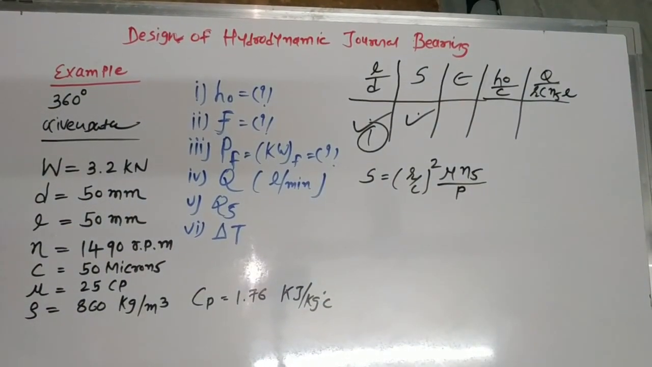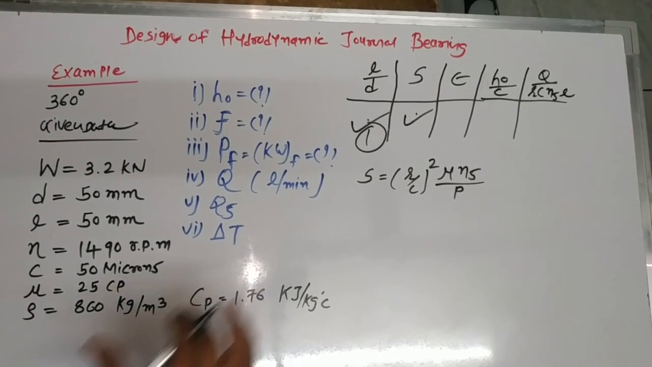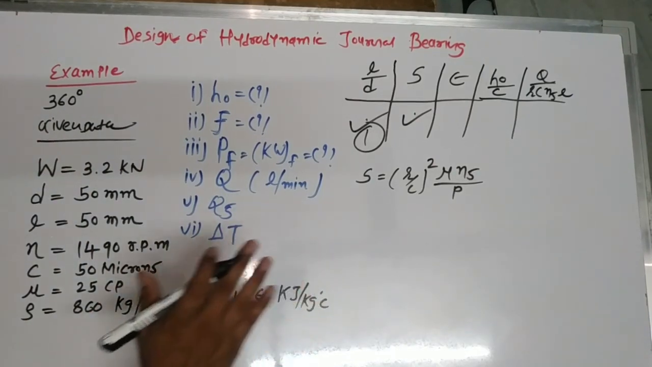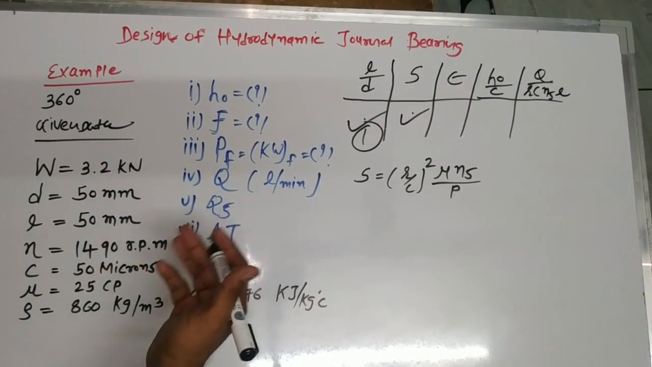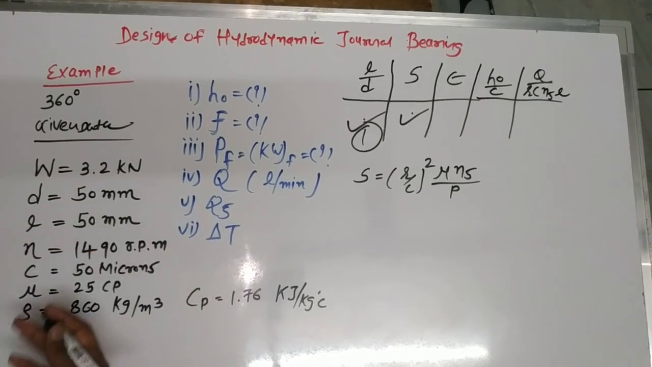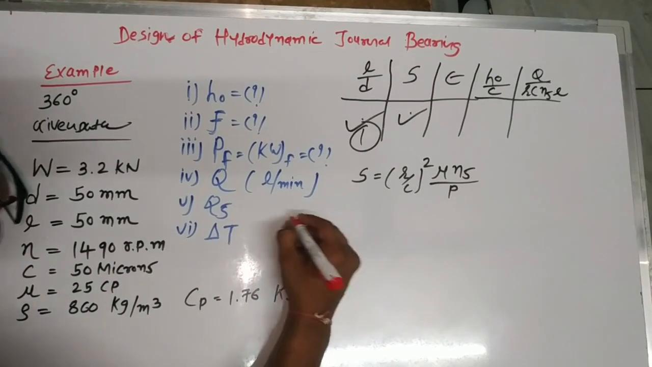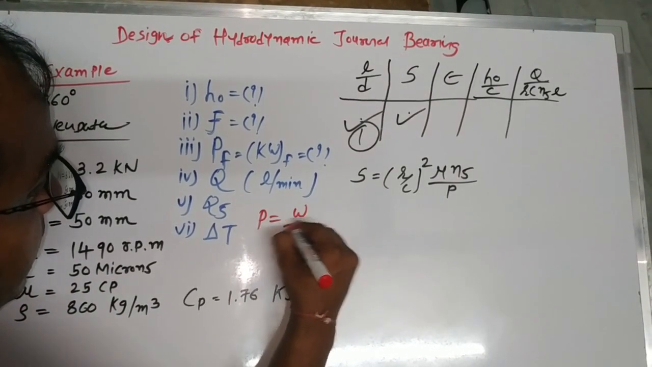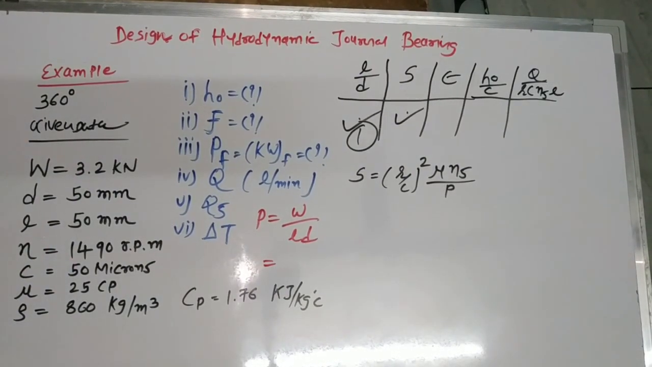Now if you look at the given data, we have almost all the data for finding the Sommerfeld number. Only the remaining data is P, because P is not given. P is basically your bearing pressure. So bearing pressure we can calculate based on the radial load, right? The equation for the bearing pressure is P equal to W by LD, right? So let us see how to calculate this.